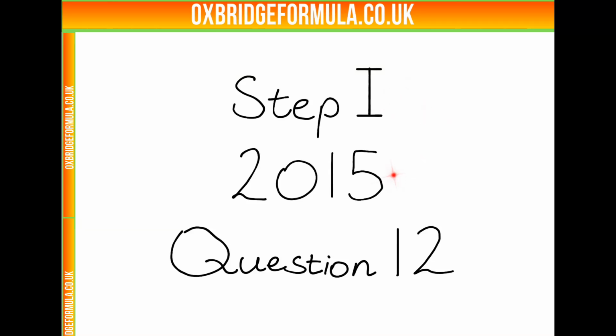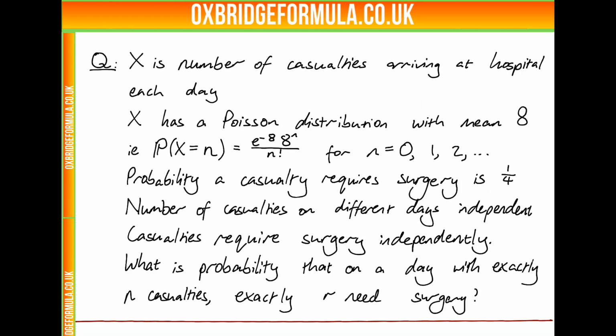To Step 1, 2015, Question 12. The question tells us the number of casualties arriving at hospital on a given day is X. We're told that X has a Poisson distribution with mean 8, and that means that the probability that X equals N is equal to e to the minus 8 times 8 to the N divided by N factorial for integers N from 0 upwards.